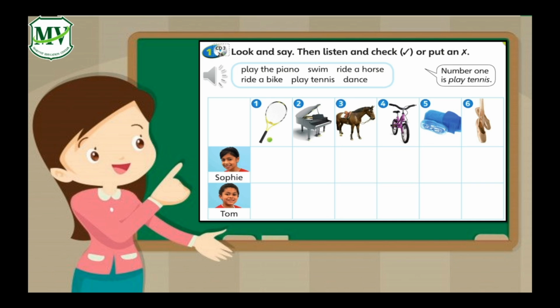Student's Book, page 97. 1. Look and say. Then listen and tick or cross.